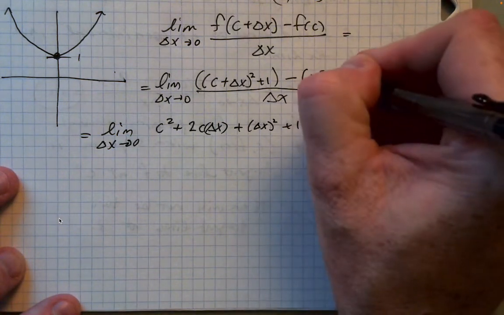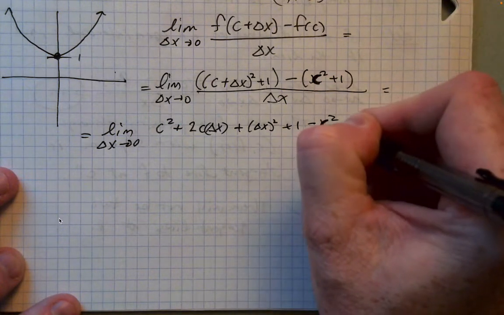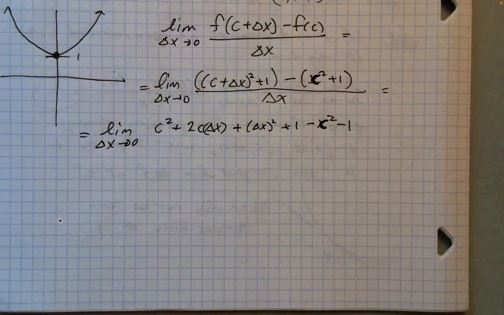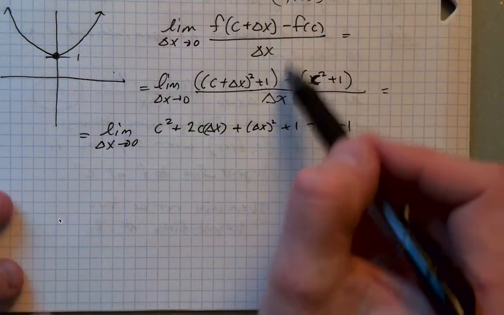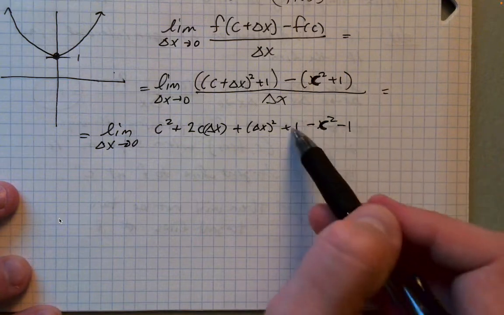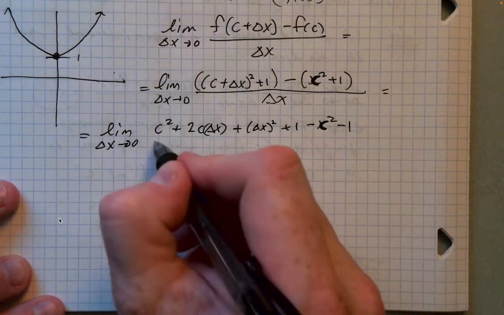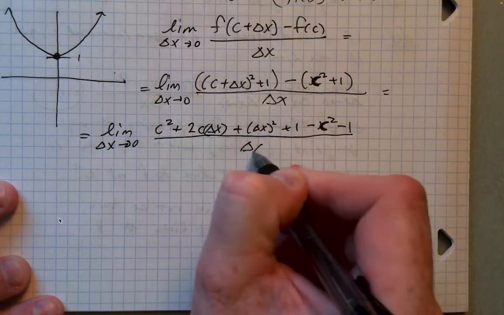Oh, shoot. I'm so sorry. This is supposed to be a C here. That means this is a C as well. Okay, sorry about that. I kept harping on people to do it right, and then I did it wrong. So f of C evaluated would be C squared plus 1. Okay, and then moving the negative sign here, and then this whole thing over delta x.